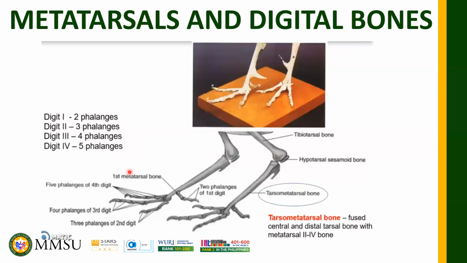Okay? So take note of the following. Digit 1 bears 2 phalanges. Digit 2 bears 3 phalanges. Digit 3 bears 4 phalanges. And digit 4 bears 5 phalanges. So that ends my lecture for the pelvic limb. So all in all, we are done with the skeletal system.